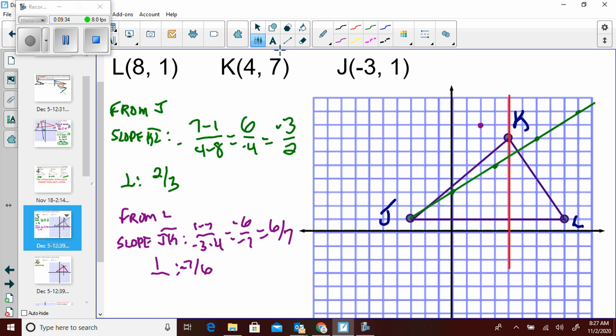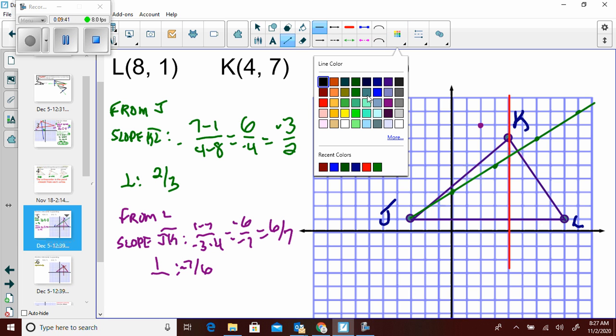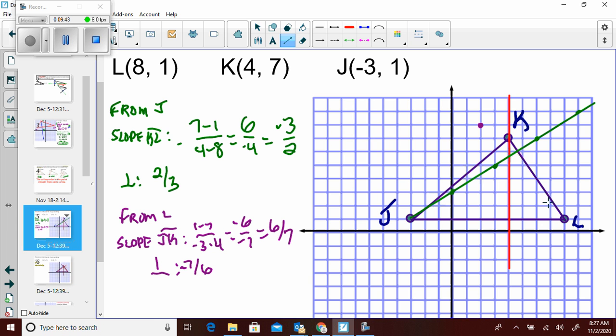There's no more room to draw my third. Let's take my straight edge, and let's hope it intersects the green and red lines. And it does. This here is called my orthocenter.